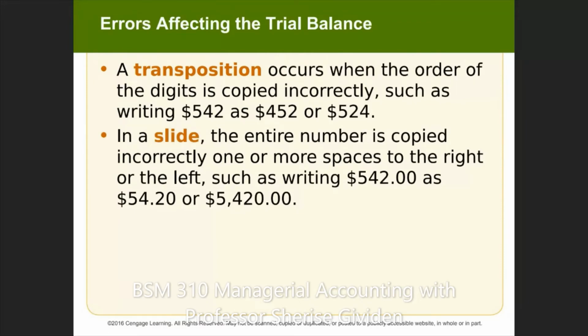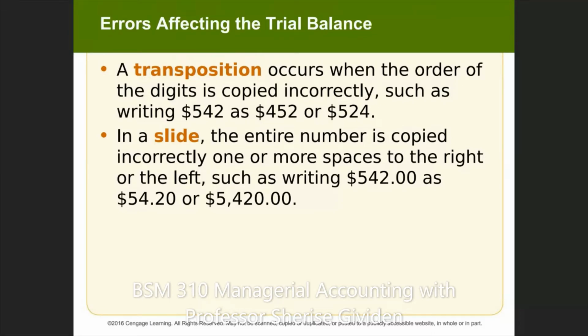A transposition occurs when the order of the digits is copied incorrectly. I see this a lot, even with people that work in the field for years. It's something that's very easy to do. You get into a hurry, you're typing, and you accidentally type the 5 before the 4 or the 4 before the 5. And now all of a sudden at the end of everything, you're looking at your reports and you're wondering why in the world it's not balancing. Then you have to go in and spend a lot of time figuring out why.